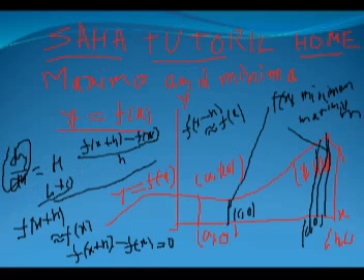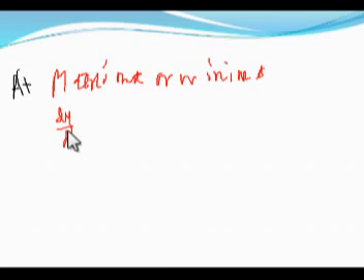The differential must be 0. It means that at maxima or minima, the first differentiation of any function, meaning dy by dx, is necessarily equal to 0. This is the first one.